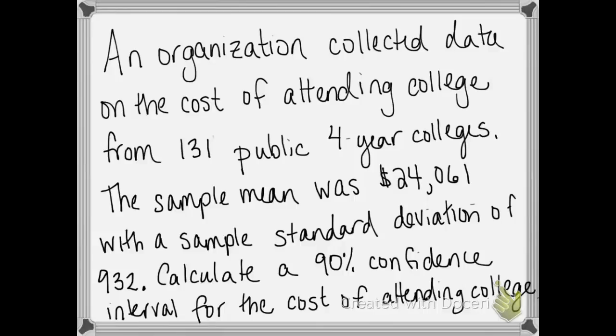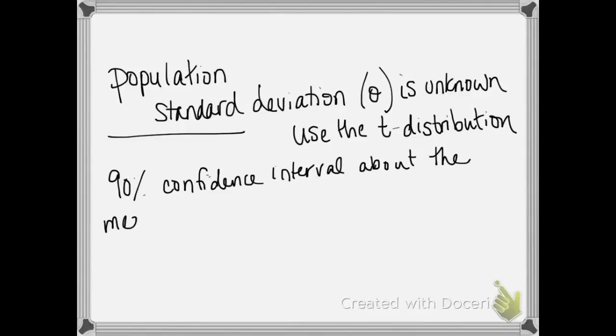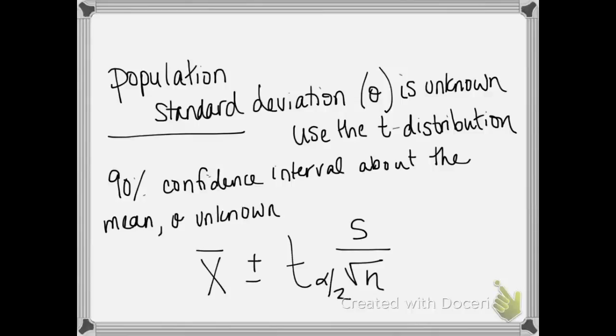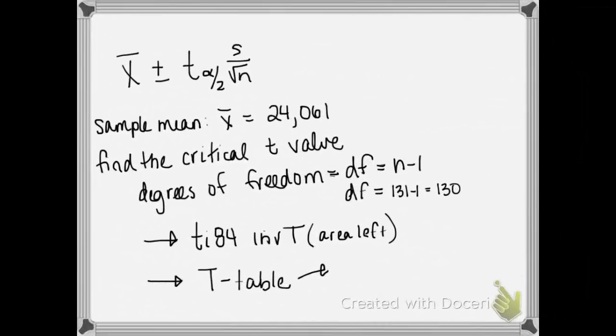Calculate a 90% confidence interval for the cost of attending college. Okay, so the population standard deviation is unknown, so we're going to use the Student's t distribution. For a 90% confidence interval about the mean with sigma unknown, this is our formula: x bar plus or minus t alpha over 2 times s over the square root of n, or the standard error.